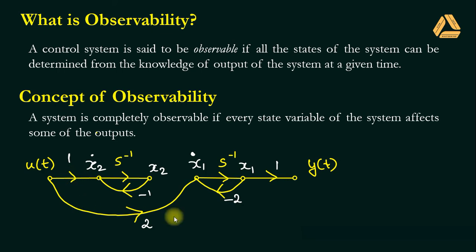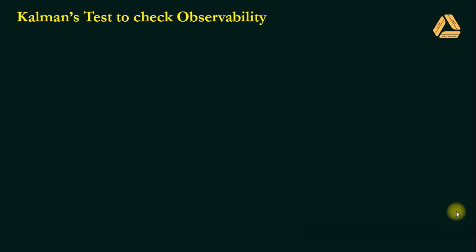Consider this SFG, where the input is U of t and the output is Y of t. If you consider the system, by knowing the output, you can estimate the state x1, but not x2. You cannot directly estimate the state x2, hence you can say this system is unobservable. It will be clear when you solve the exam problem.